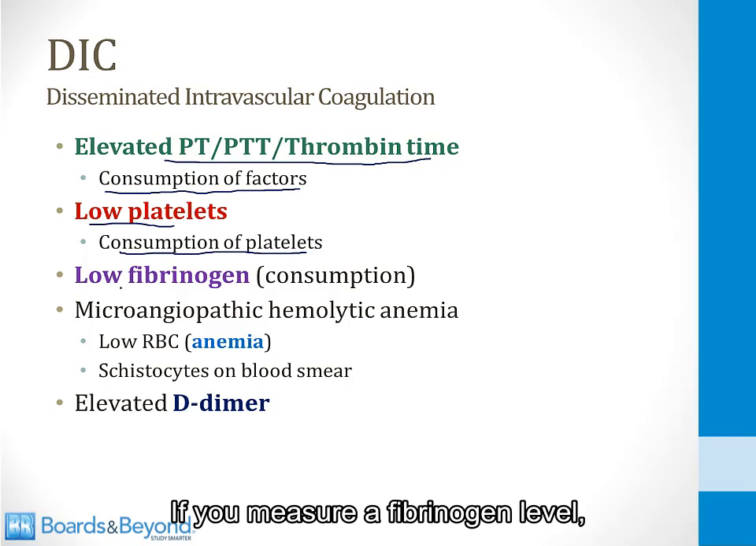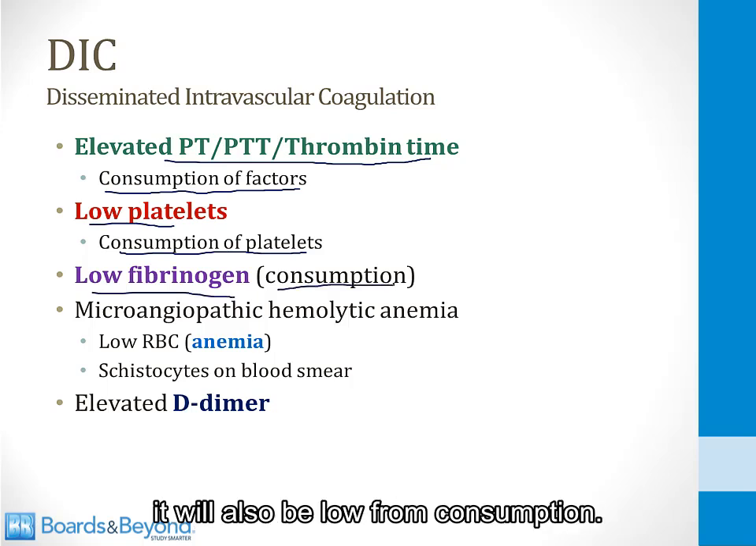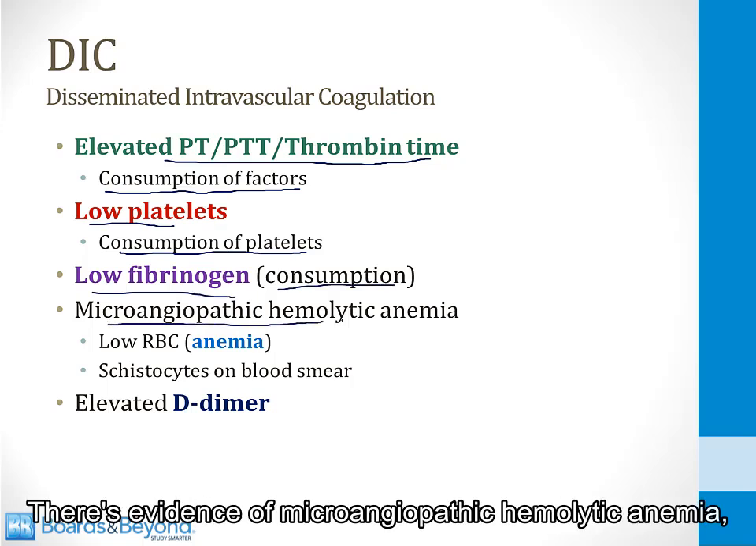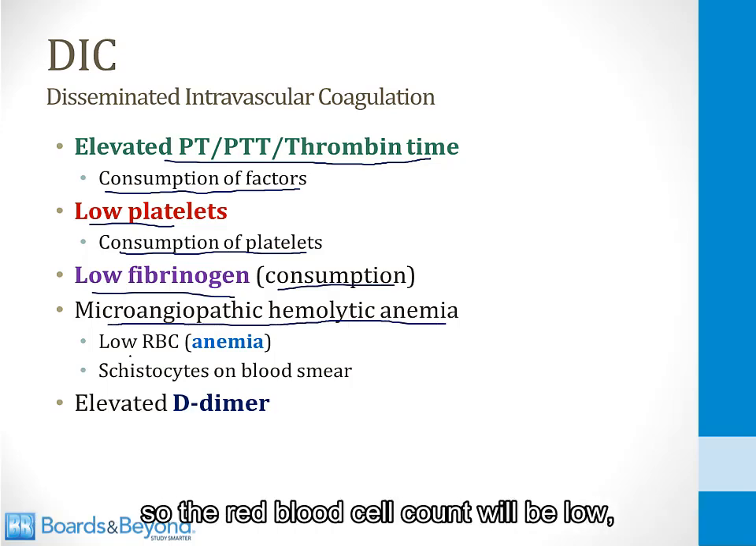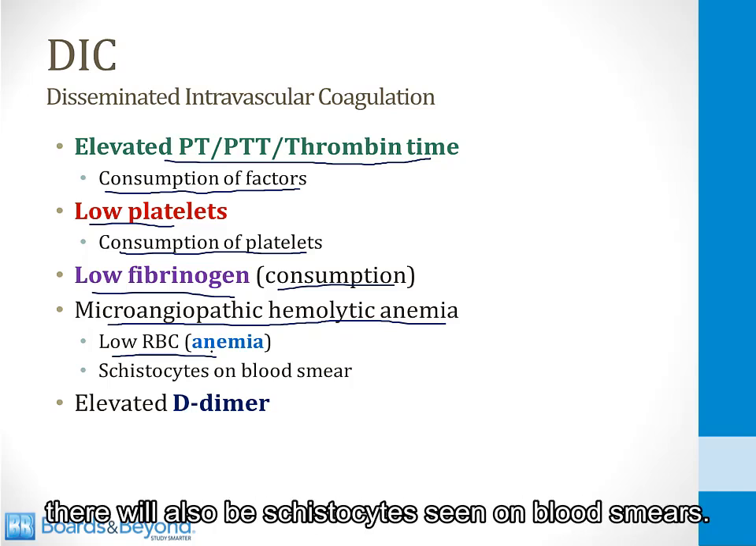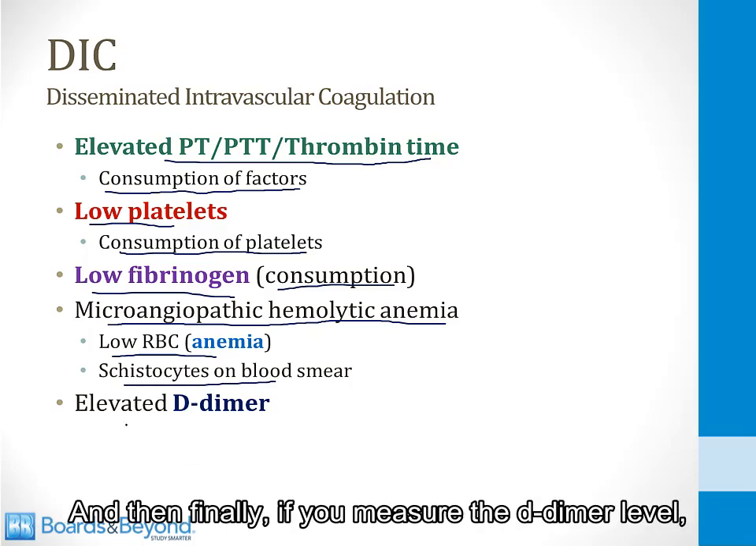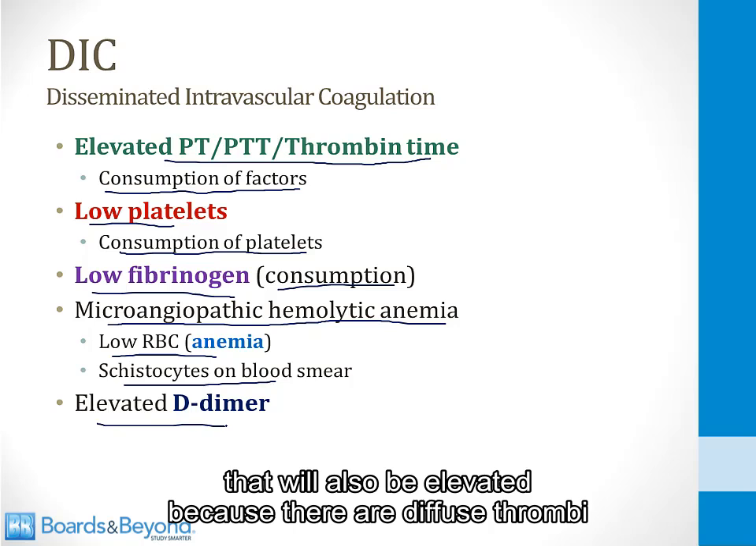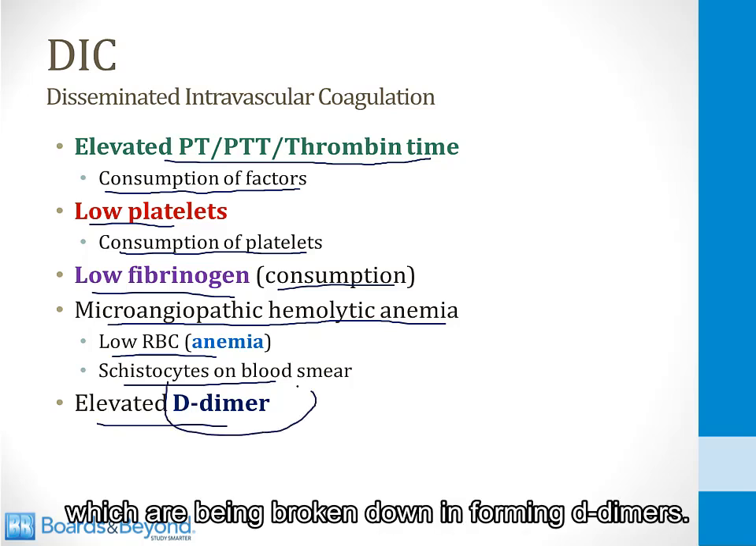If you measure a fibrinogen level, it will also be low from consumption. There's evidence of microangiopathic hemolytic anemia, so the red blood cell count will be low. There will also be an increased LDH and low haptoglobin levels. There will also be schistocytes seen on blood smears. And then finally, if you measure the D-dimer level, that will also be elevated because there are diffuse thrombi which are being broken down and forming D-dimers.